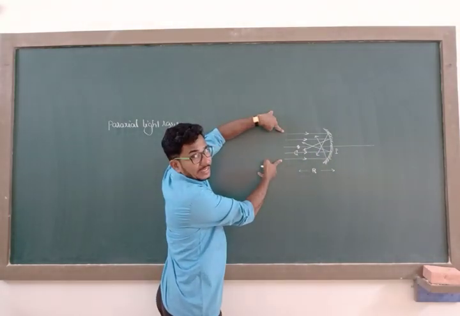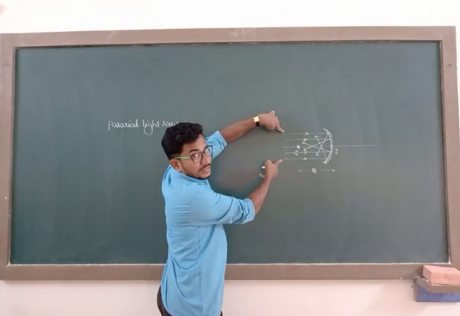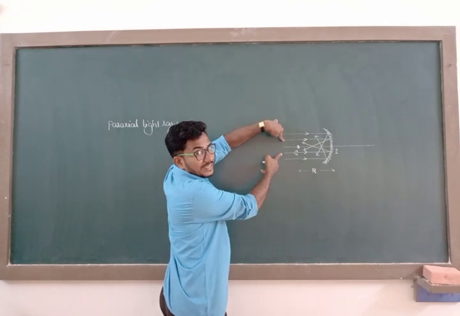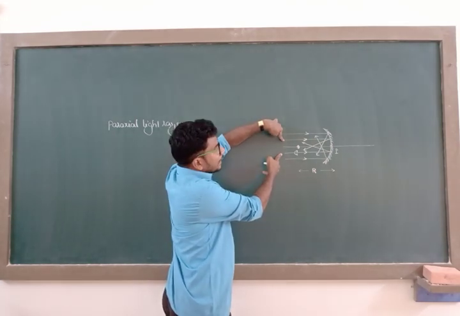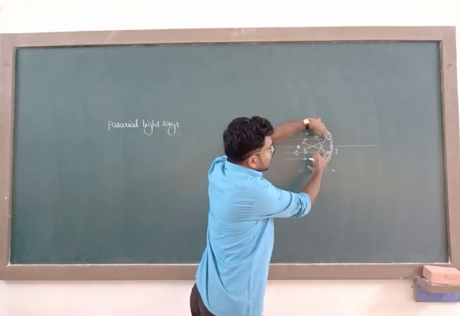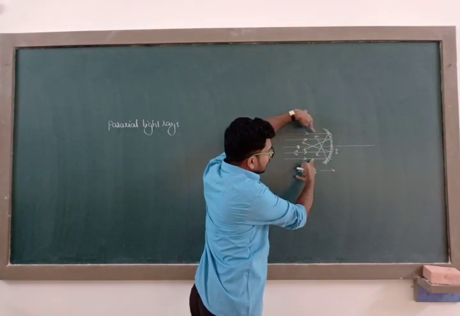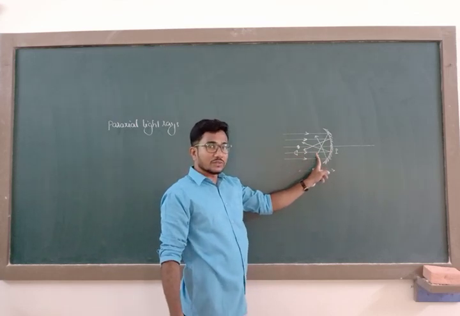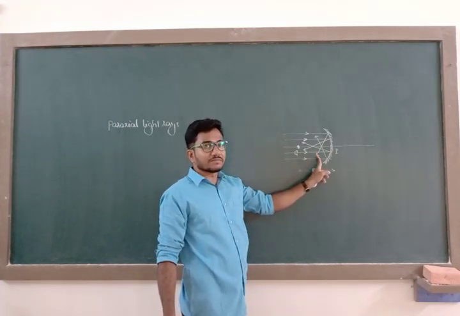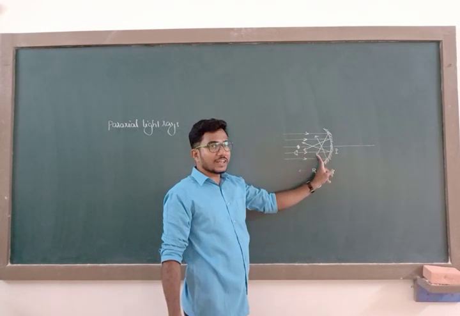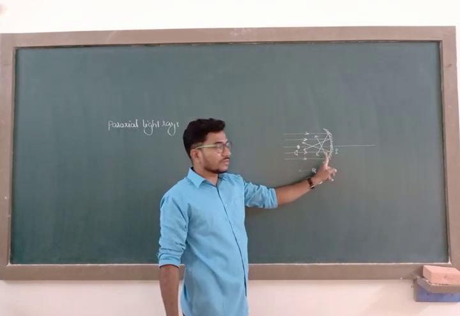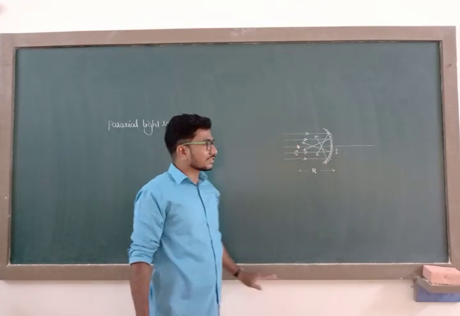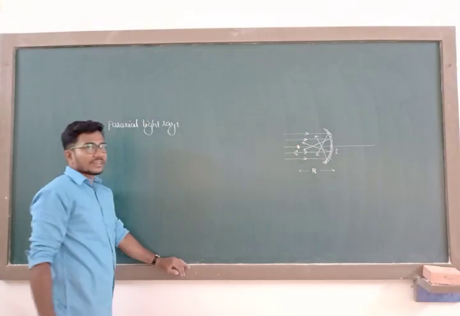These two light rays are marginal light rays. These two light rays are paraxial light rays. The angle made by the paraxial light rays is very small as compared with the angle made by the marginal light rays. That is, the angle of incidence and angle of reflection with respect to paraxial light rays are very small as compared with marginal light rays.